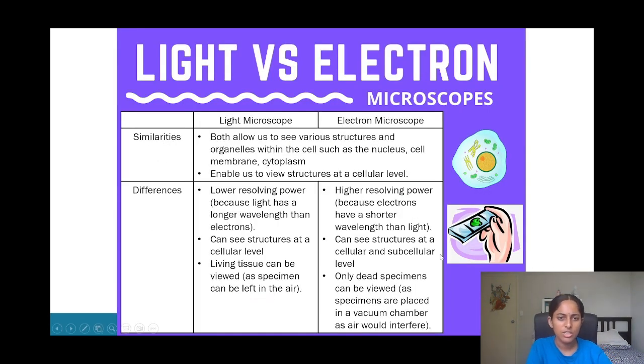And yeah, this pretty much just summarizes what I've been saying within this lecture. Both electron and light microscopes enable you to see different organelles. But I guess, how do I explain this? Oh my God, I'm losing my words.